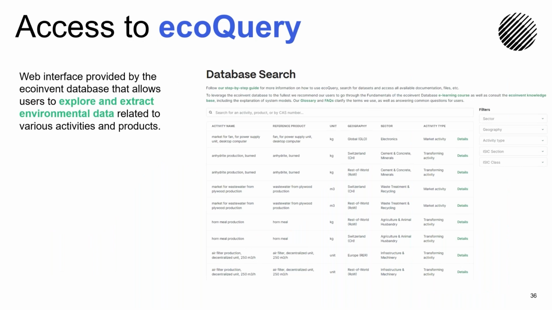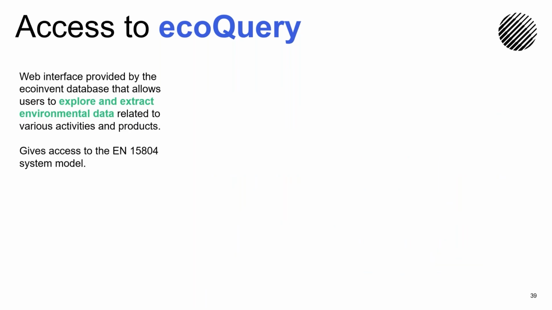Last but not least, with an ecoinvent license, there is also access to ecoquery. Ecoquery is a web interface provided by the ecoinvent database that allows our users to explore and extract environmental data as well as environmental information through our metadata. So it's possible to search for a specific activity, a product, or a CAS number, to filter across different sectors, geography, or activity types.